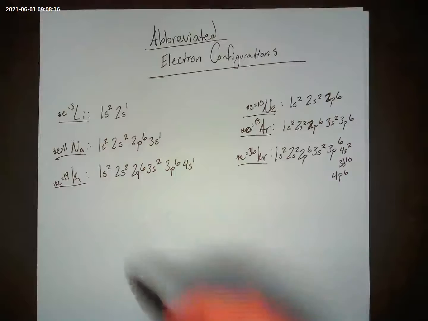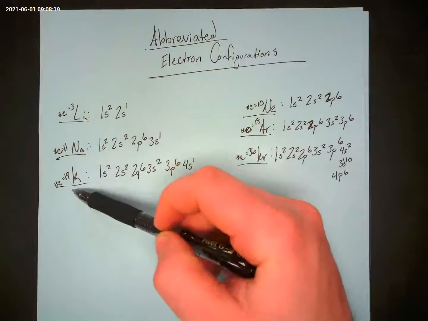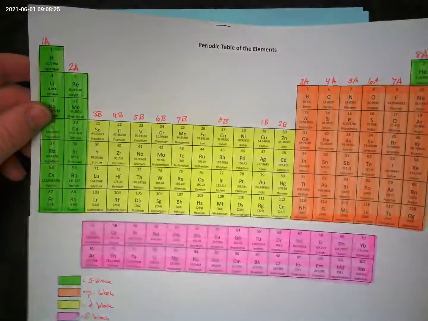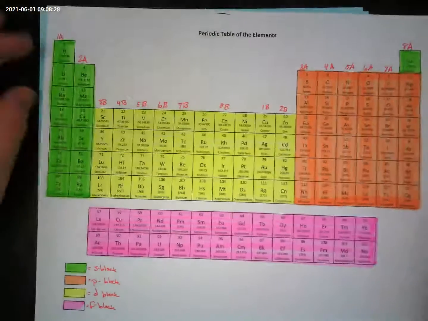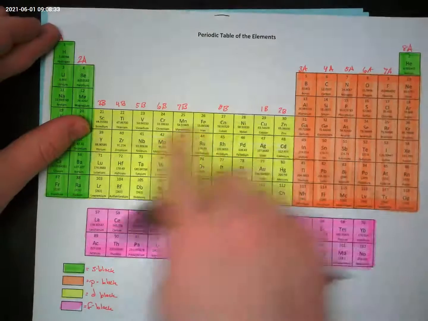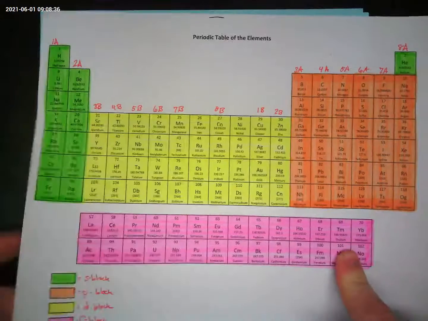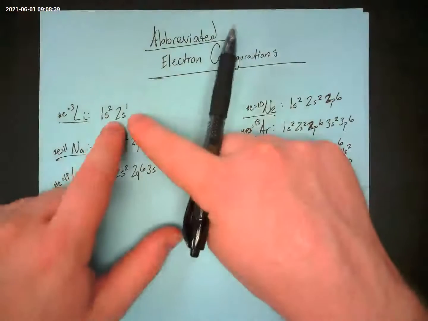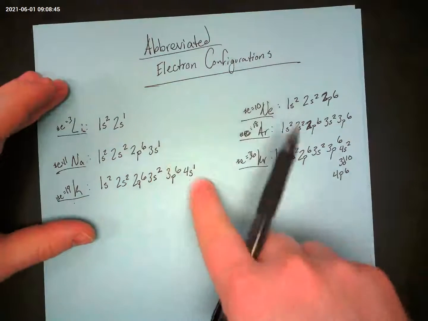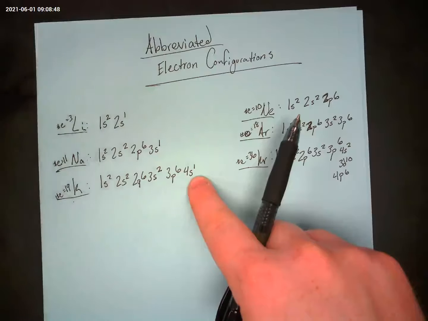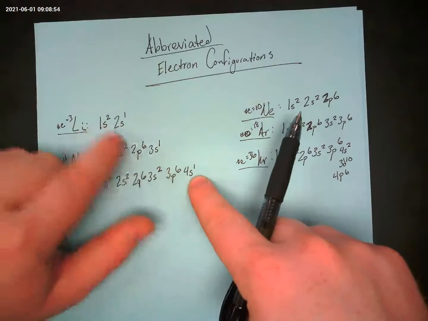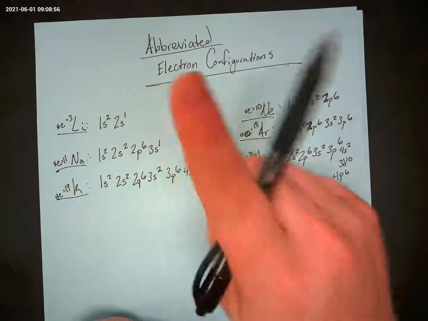Why I wanted to go through these is as a mental exercise to show where these are landing. Remember, lithium, sodium, and potassium are all in the s block when we're looking at this periodic table. Here, this is our s block in green, p block in orange, d block in yellow, and f block in pink. It makes sense that they're in these particular blocks, because the last and final orbital that we have electrons sitting in is s, s, s.